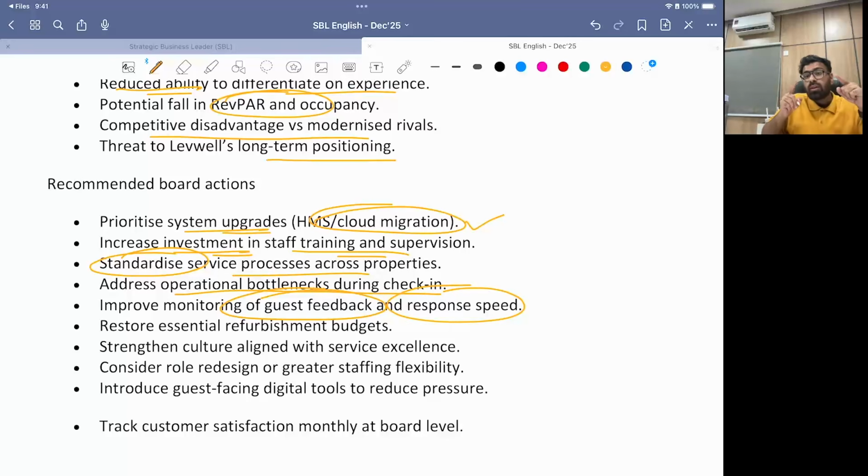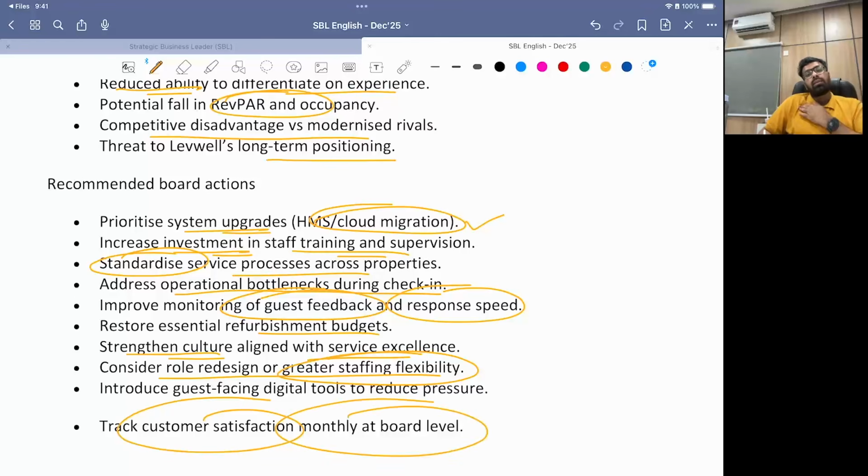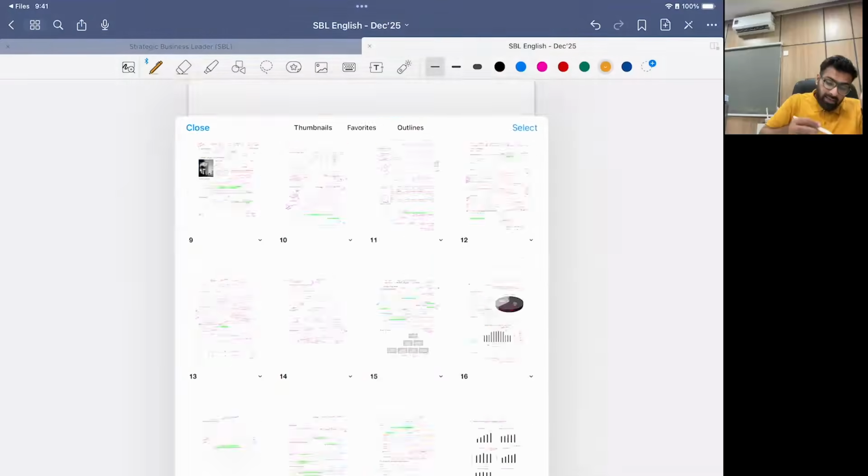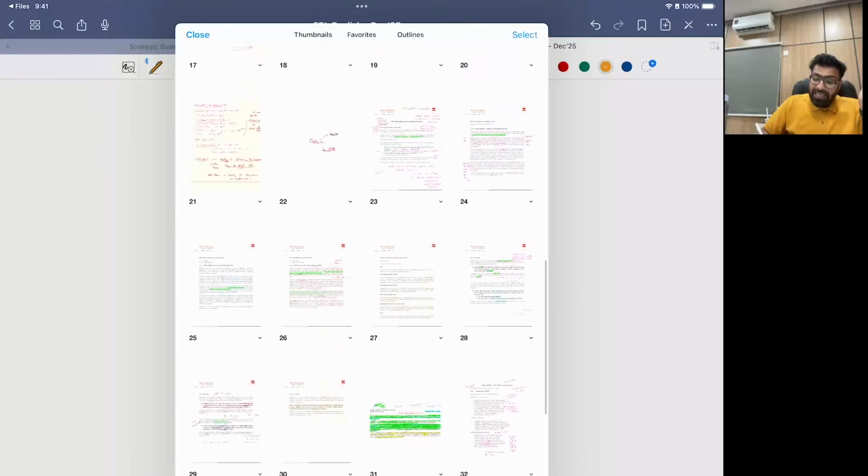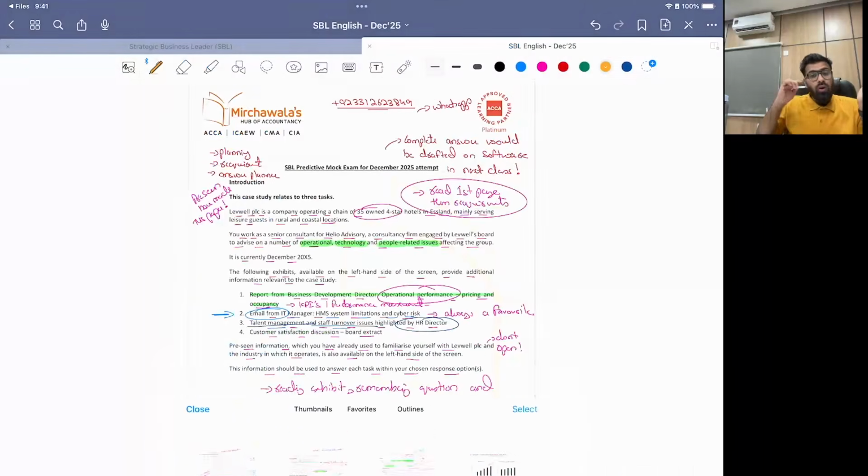Your response speed to your customer should be great. Refurbishment budgets need to be addressed. Strengthen your culture. Consider role redesign and flexibility. Track customer satisfaction monthly at board level. I guess one of the important KPIs for the board should be customers, and bringing some digitalization in your hotel as well. And guys, here we have completely read this mock's answer, right?